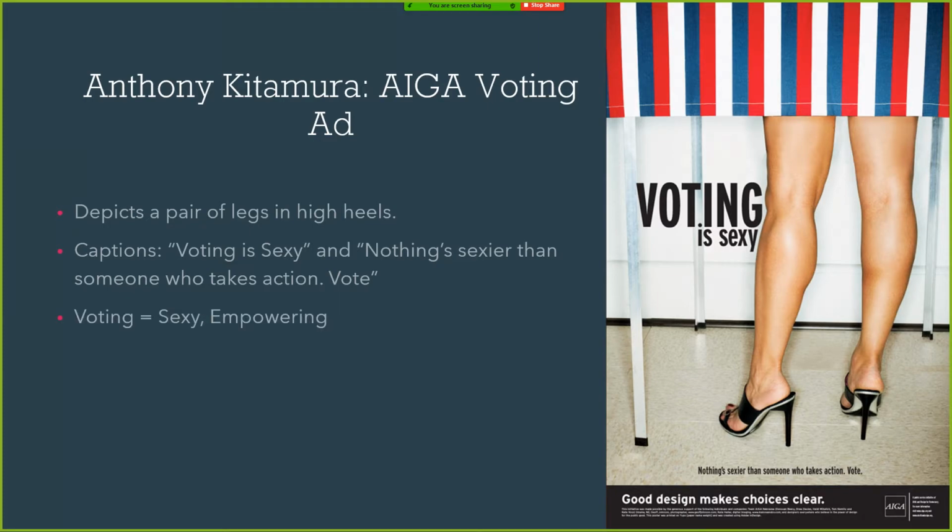It's trying to convey the message that voting is sexy and empowering. This is a great example of a female-orientated ad. And according to the article, it should motivate people to vote more.